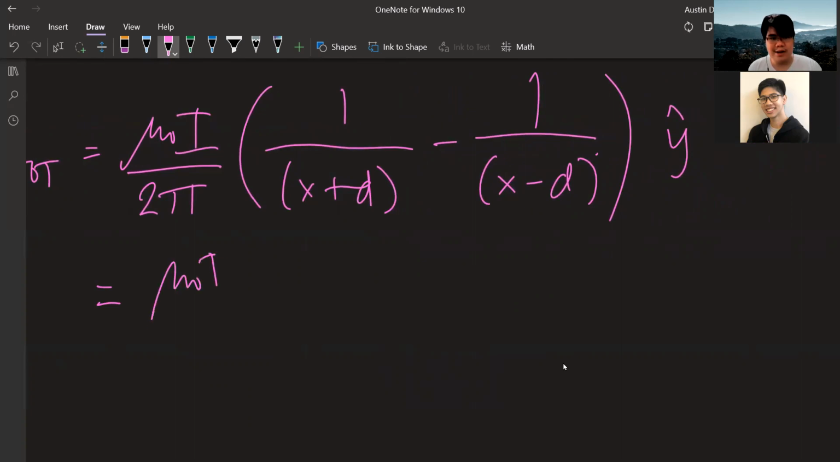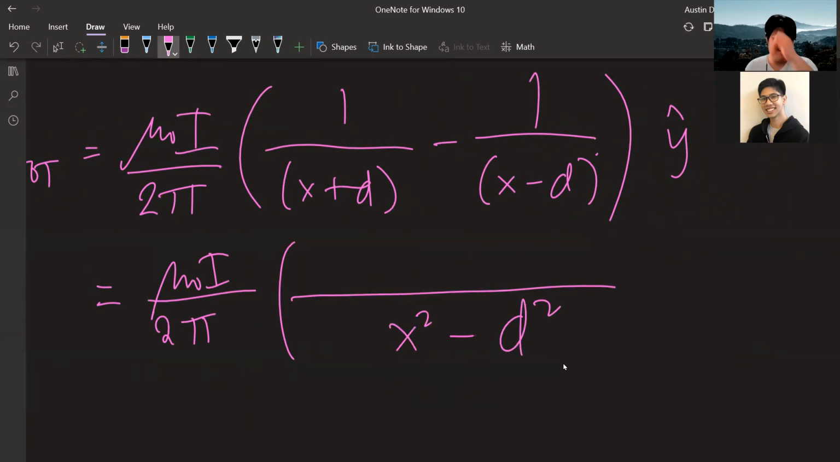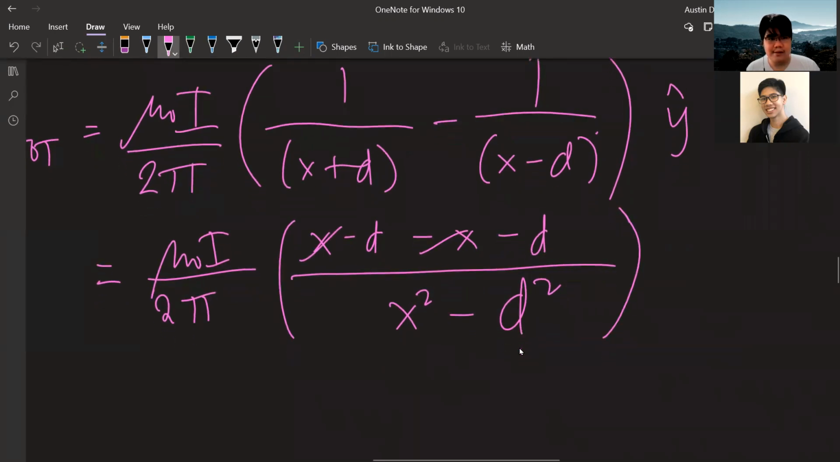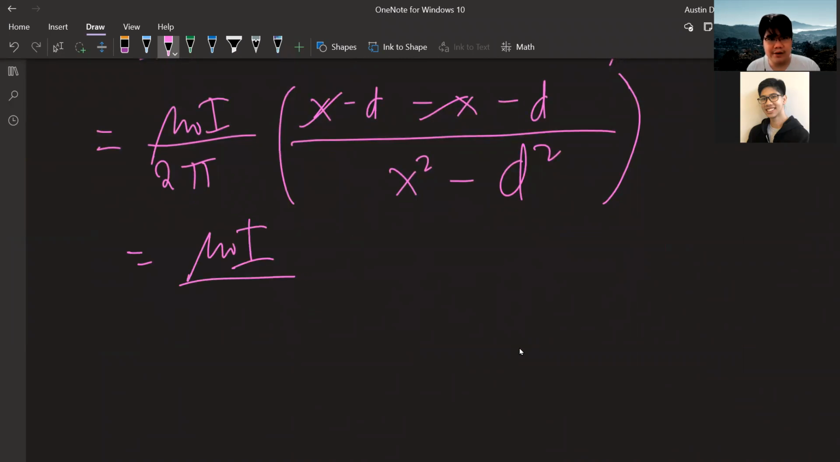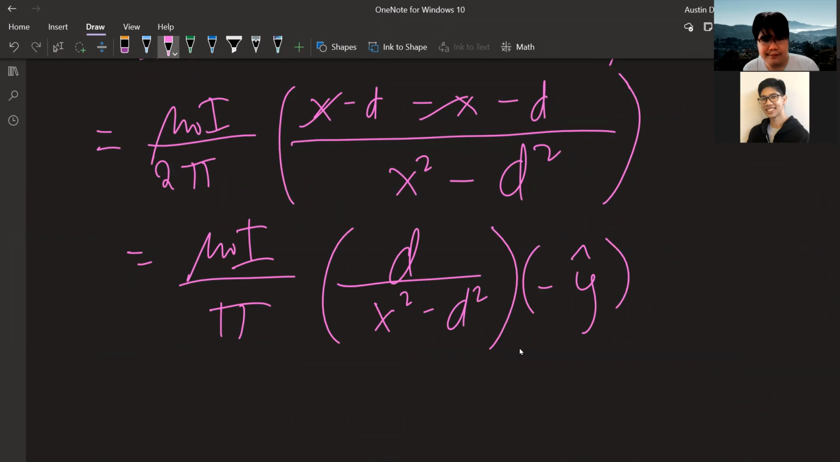Okay, so let us combine: mu naught I over 2 pi, and if we combine these, the denominator becomes x squared minus d squared. Is that right? Okay, the middle terms just cancel, xd minus xd. So the numerator becomes x minus d minus x minus d, so that becomes minus this. Okay, so we have mu naught I over pi, d over x squared minus d squared, negative y hat. Okay. So this is the answer.